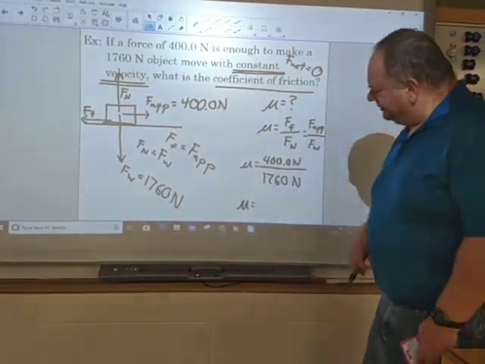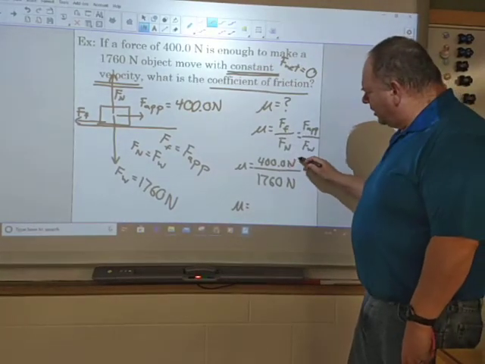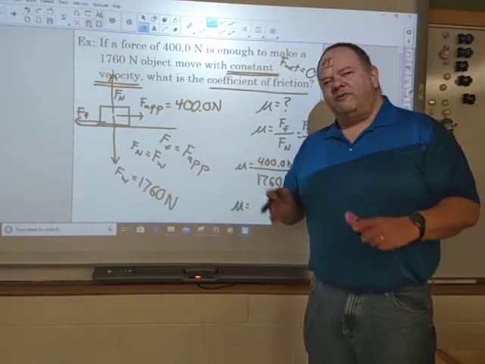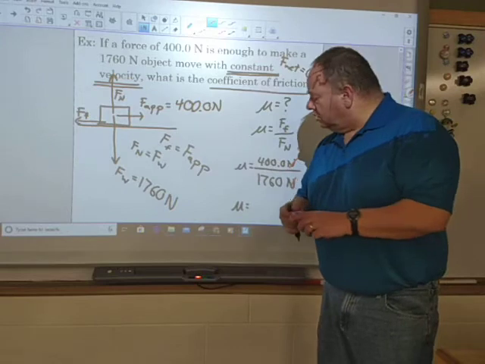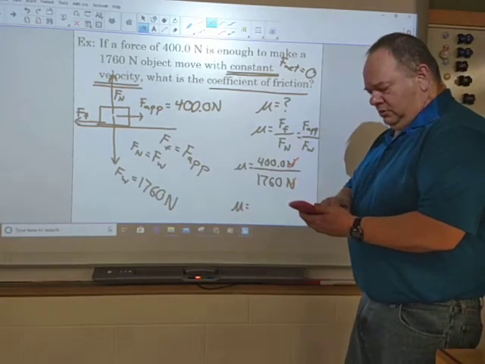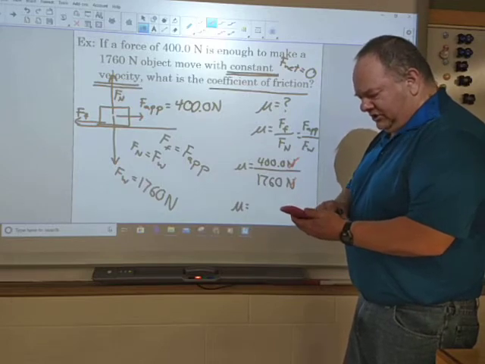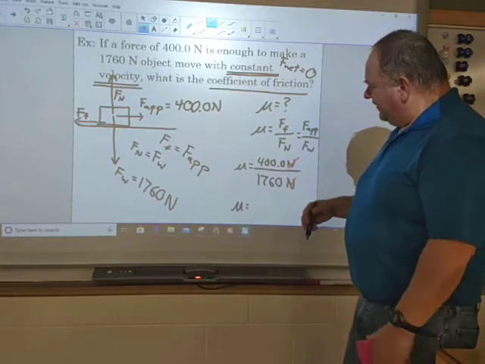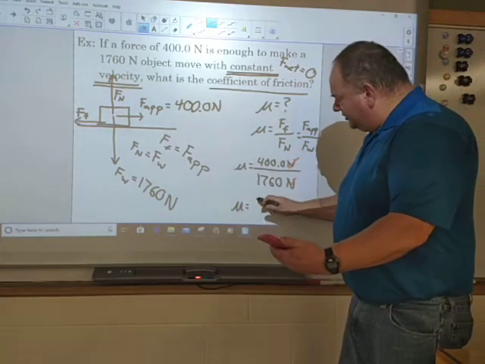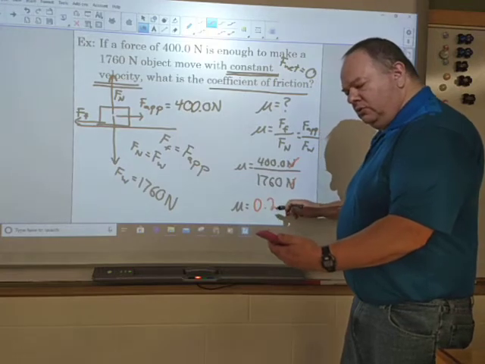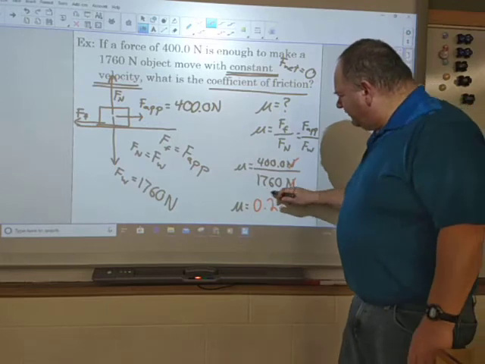What happens to the labels here? I got newtons on the top, newtons on the bottom. The coefficient of friction is a ratio. It has no label. That's weird. 400 divided by 1,760. How many sig figs can we have? This had 4, this has 3, so I can get 3. I've got 0.227. That is my coefficient of friction.